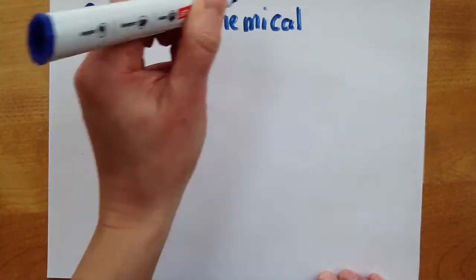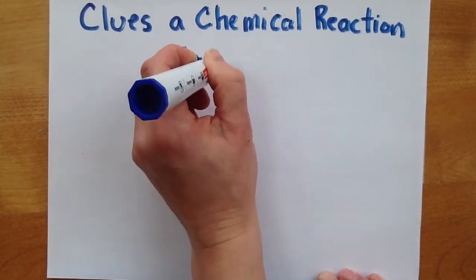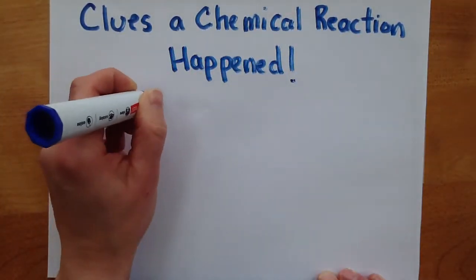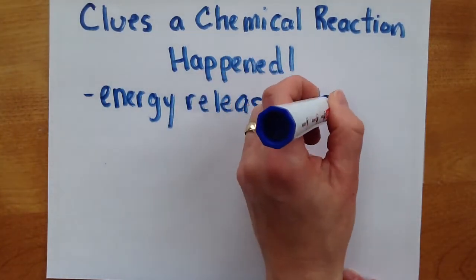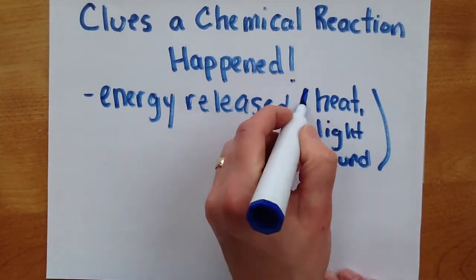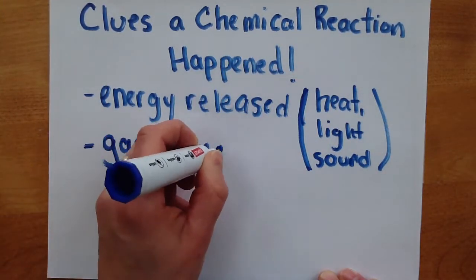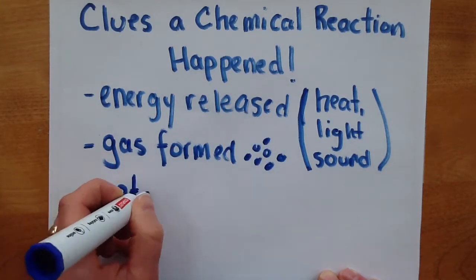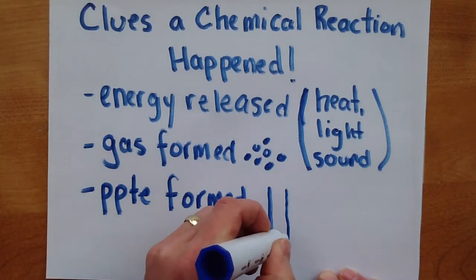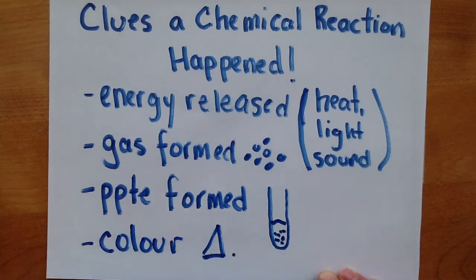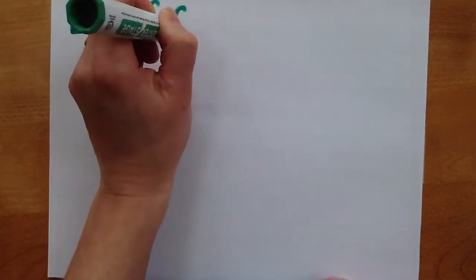Clues that a chemical reaction has happened. Energy is released in the form of heat, light, or sound. Bubbles of gas have been formed. A precipitate is produced. Remember that a precipitate is a solid formed when two liquids have been mixed, and sometimes a color change will occur.